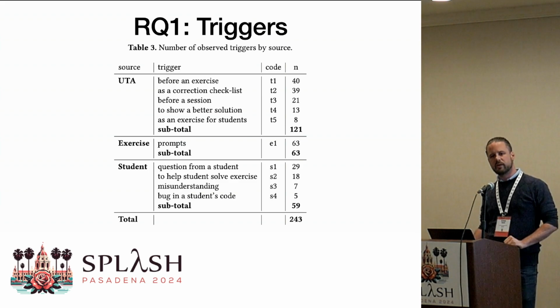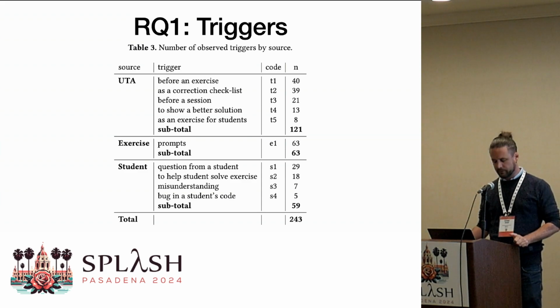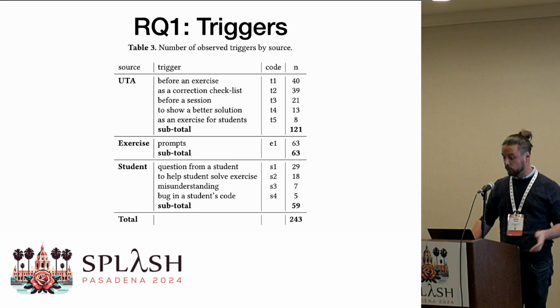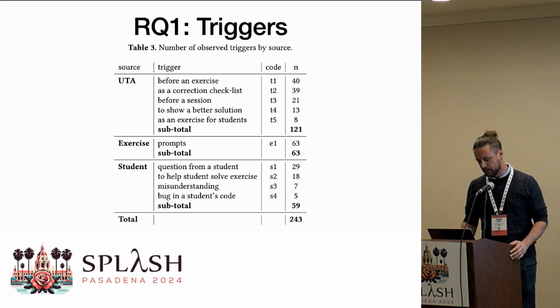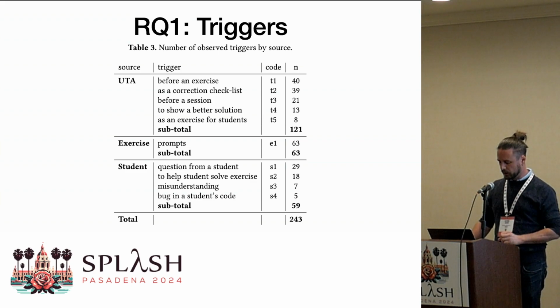Then there are exercises, the prompts that we integrated in the course. If you solve an exercise and there are prompts of the strategy in the exercise, of course it will help you to use the strategy. So that's 1/4 of the uses that are triggered by that. And then the rest is students asking questions or struggling, and then UTAs would use the strategy to help them in that moment.